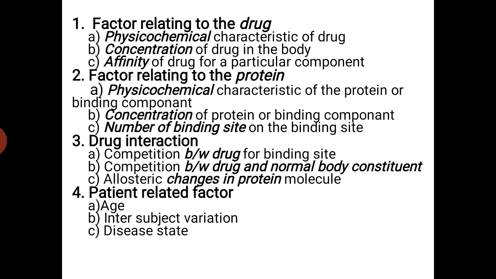Factors related to the protein include physicochemical property of the protein, concentration of the protein, and number of binding sites. Third, drug interactions include competition between the drugs for the binding site, competition between the drug and the normal body constituents, and allosteric changes in the protein molecule. And finally, the patient related factors include age of the patient, intersubject variation, and disease states. So these are the 12 main factors that can affect the binding of drugs with the protein.